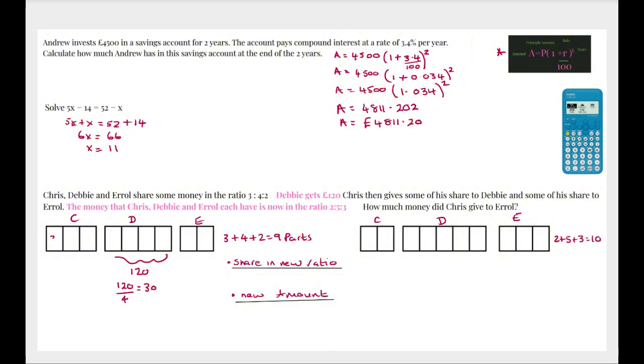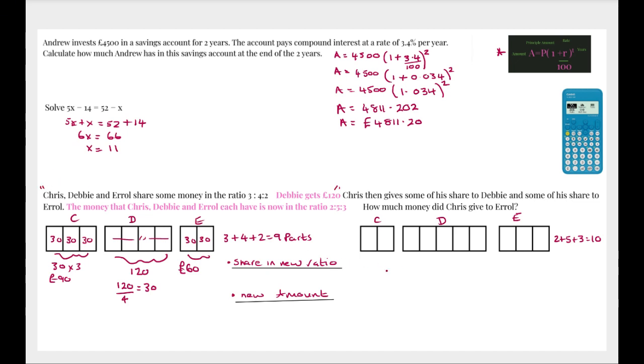So I now know that each part here, including Debbie's, is £30. So Chris has got 30 times 3, which is 90. And here we obviously have 60. Right. We've sorted out the first part of this question.